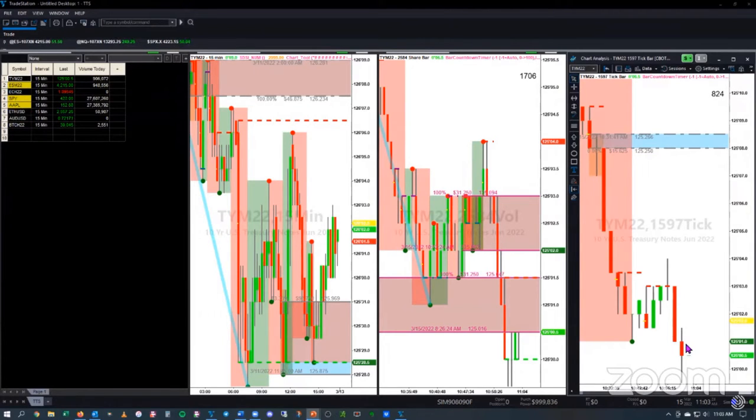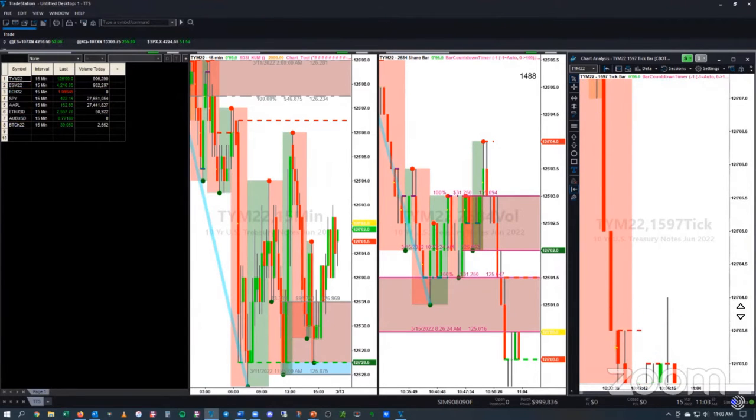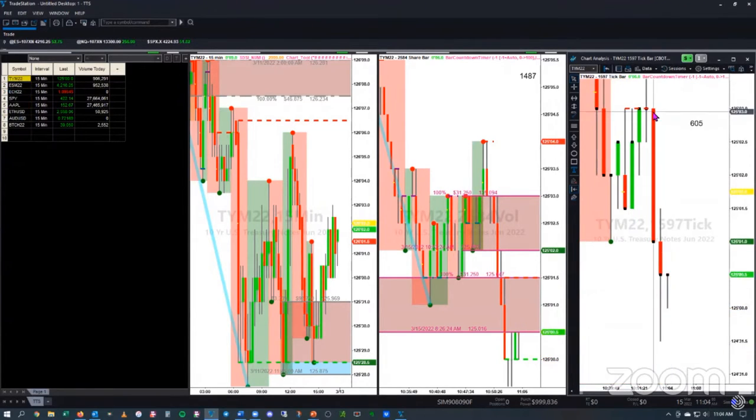Now let's look at the tick chart. What this does is each time price moves one tick, it will count those ticks. And so it's 1,597 movements of price change. So if we're looking at the 10-year, let me just expand this out a little bit so you can see the tick increments. Let me get to current price, where we are at current price.